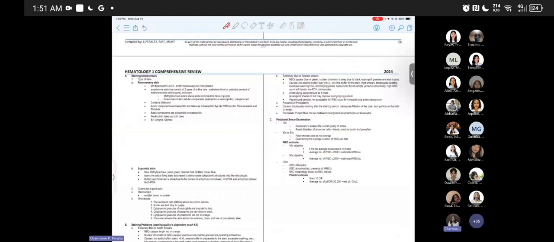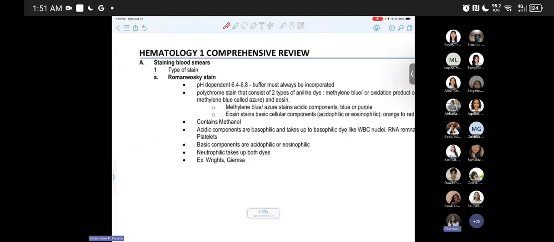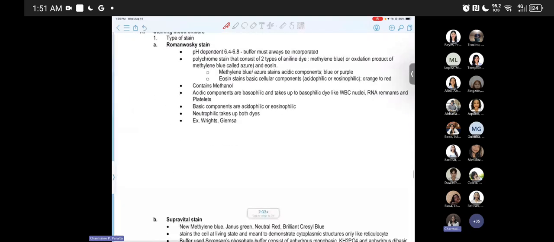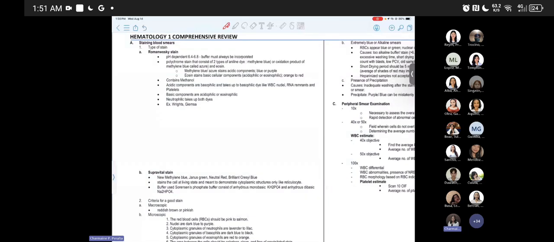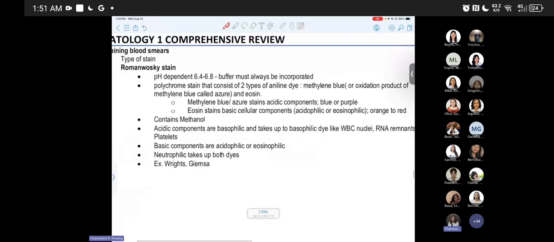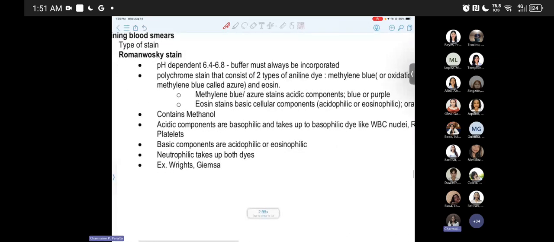Next, we have the laboratory tests. Let's begin with blood smears. In blood smears, we use Romanowski type of stain and supravital stain. The Romanowski type of stain is pH dependent. Remember the pH of 6.4 to 6.8, because that is the pH it should be. Otherwise, if the stain is acidic or alkaline, it will have an effect. So it is heavily dependent on a pH of 6.4 to 6.8.